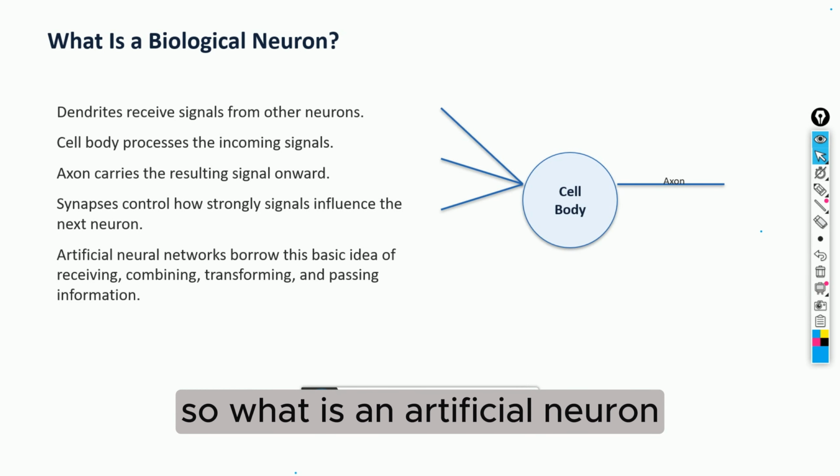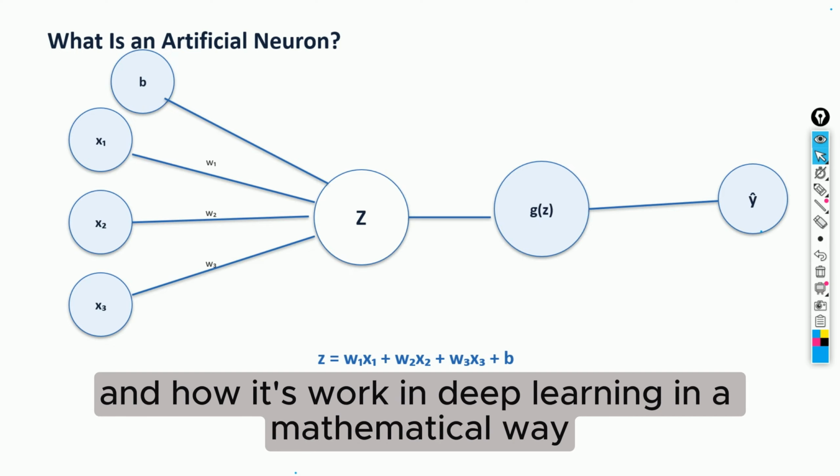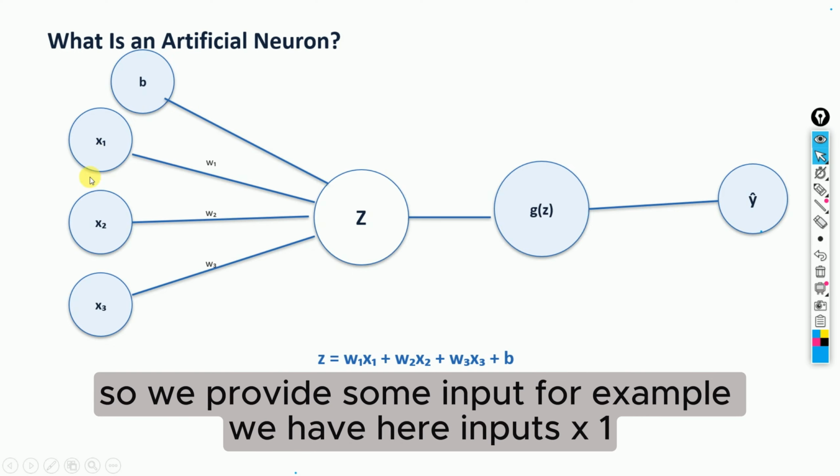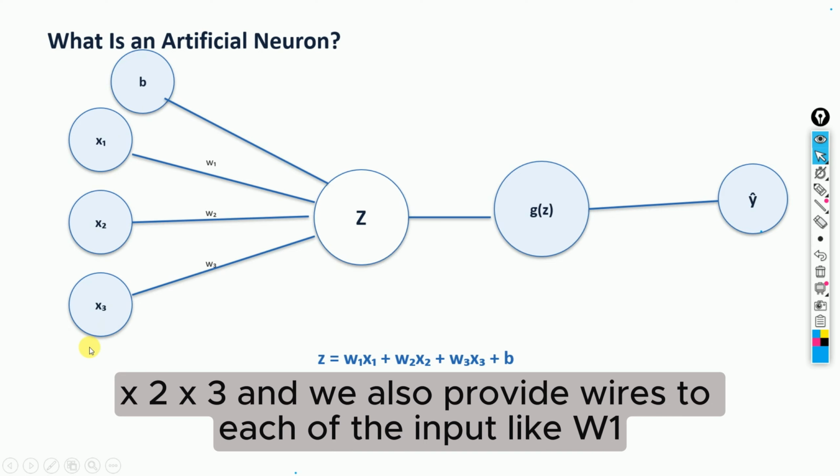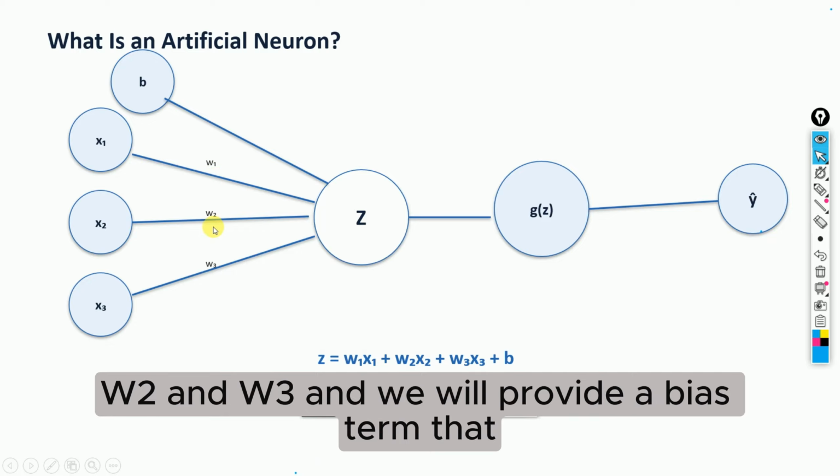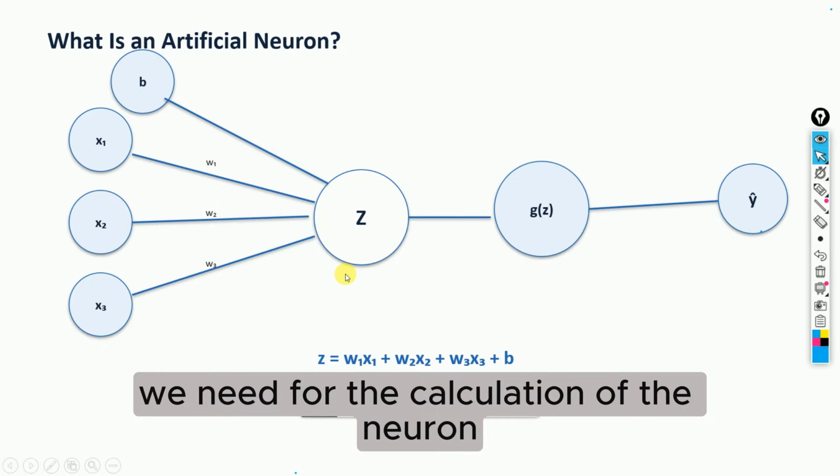So, what is an artificial neuron and how does it work in deep learning in a mathematical way? We provide some input. For example, we have inputs x1, x2, x3, and we also provide weights to each of the inputs, like w1, w2, and w3, and we will provide a bias term that we need for the calculation of the neuron.